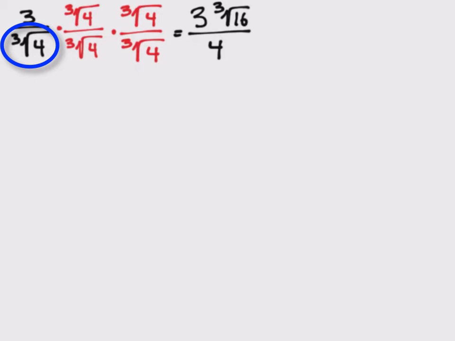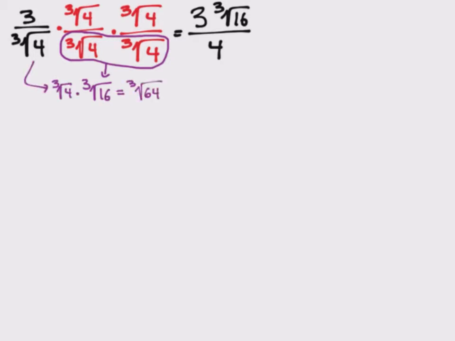And we know that 64 is a perfect cube, and that's a multiple of 4. And so what we've actually done is we've multiplied the third root of 4 by the third root of 16, which gave us the third root of 64, which of course is 4. All right, now we may think we're done, but wait a second. The third root of 16, we can simplify that.